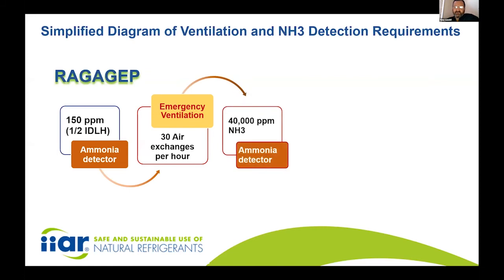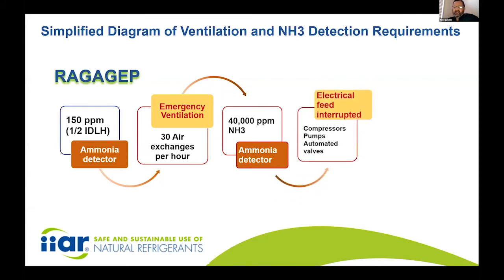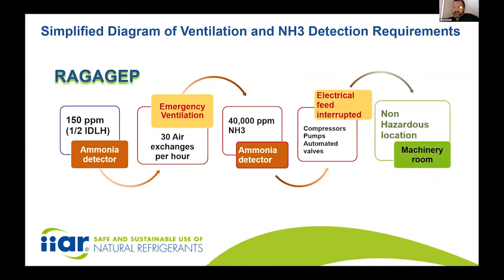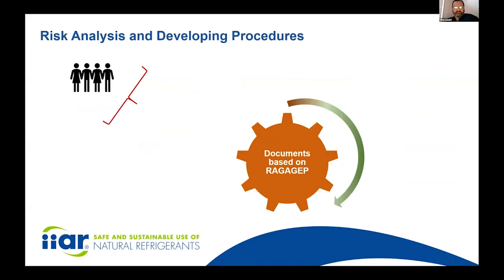And you could even install another detector at a high level, or even at 40,000 ppm, or the highest level that detector can handle, and then it would de-energize electrical equipment, and then the machine room is not hazardous because the electrical is taken offline and there's no risk of an ignition point.